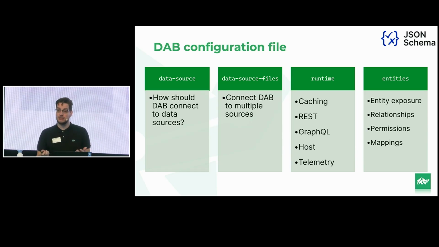There's permissions, like I said before, where specific roles can perform specific actions on entities. And there's mappings. Maybe you can create a little anti-corruption layer, where in the database it's called book ID, and you want to call it identifier in the API. So here you can create mappings between these kinds of things.